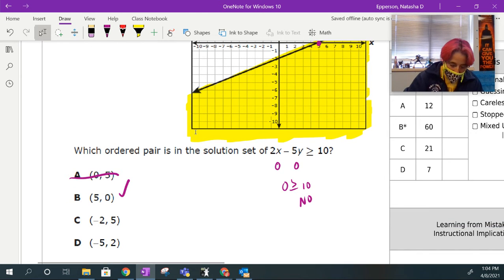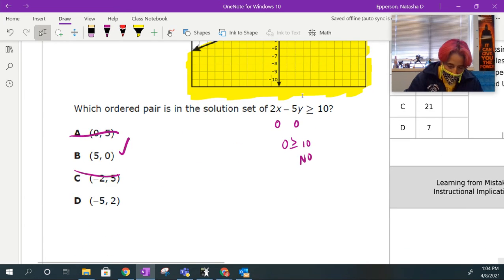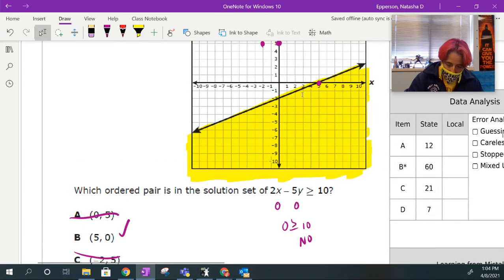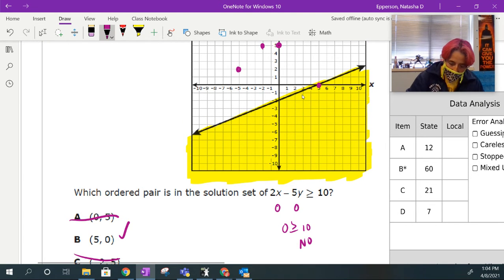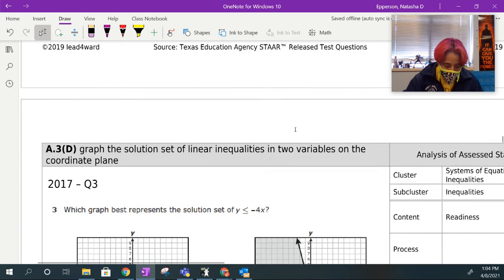So let's check some of the others. Negative 2, 5, that's over here. That one's out. -5, 2 is over here. That's definitely out as well. So our only answer choice is B. And we're done. That's simple.